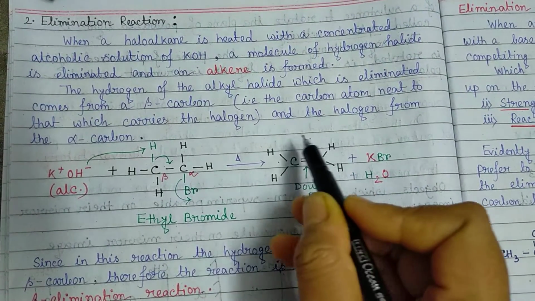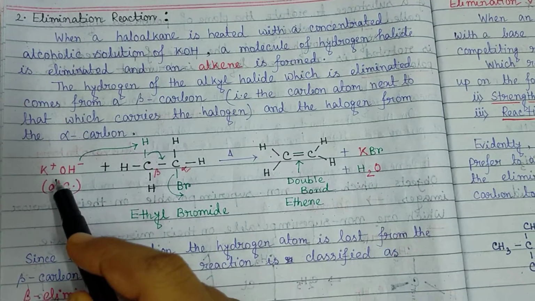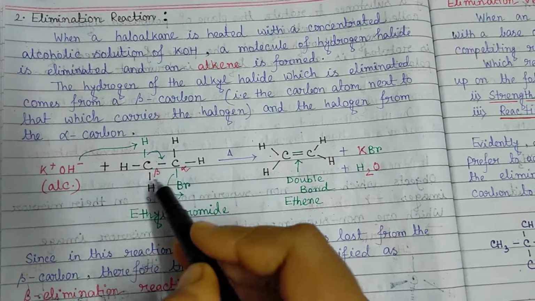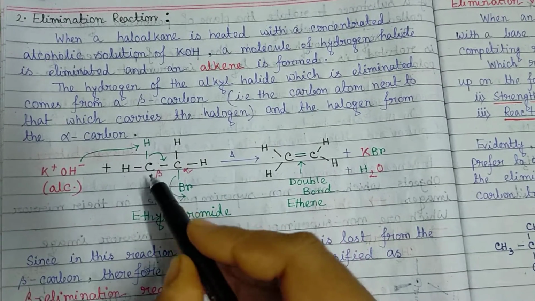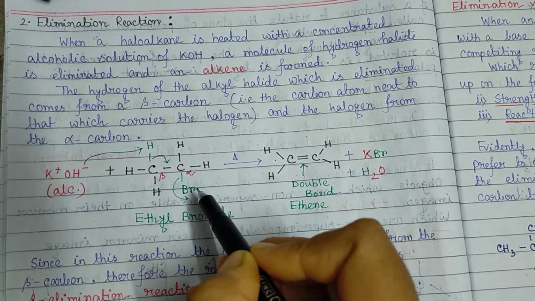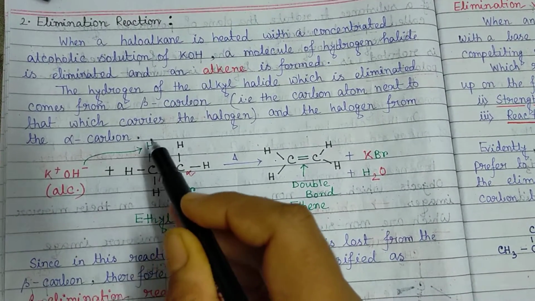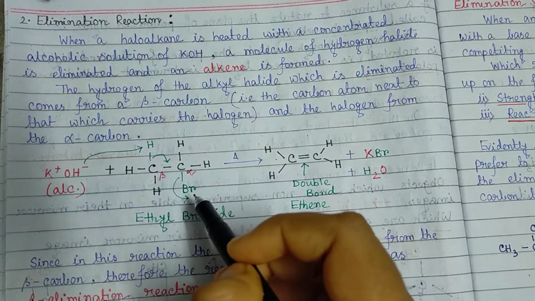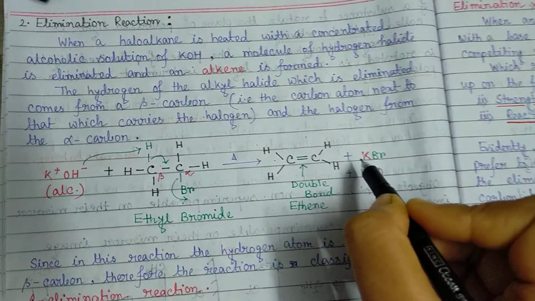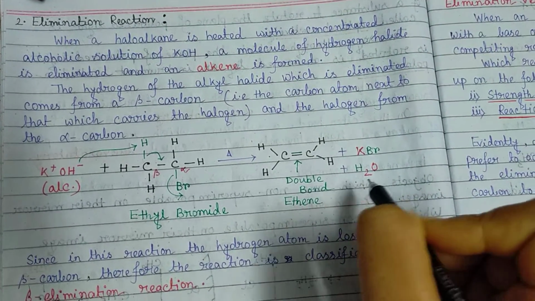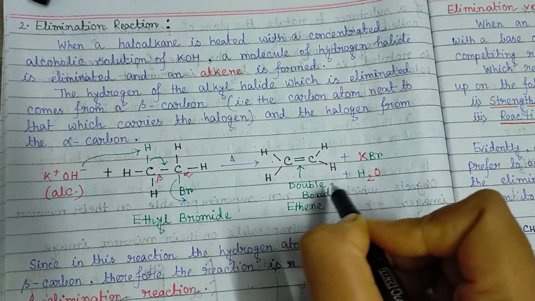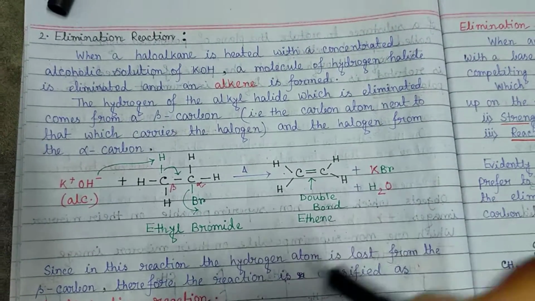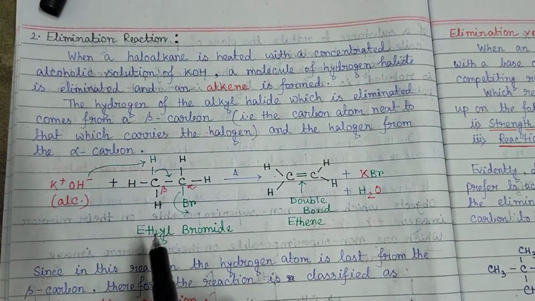one alkene is formed. So if this is the potassium hydroxide in alcoholic medium, and this is our alkyl halide, where this is the halogen bromine, then the hydrogen and the bromine are eliminated in the form of KBr and H2O, and we get one alkene or a double bonded compound. So this is the elimination reaction.